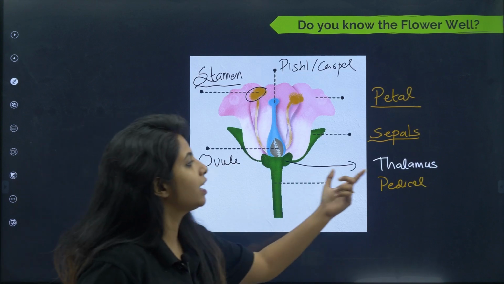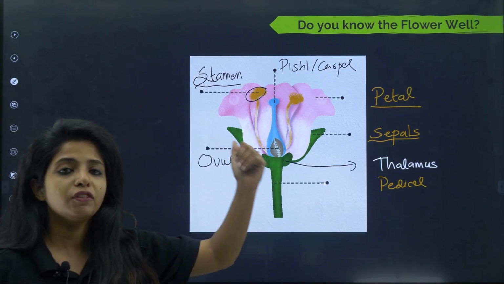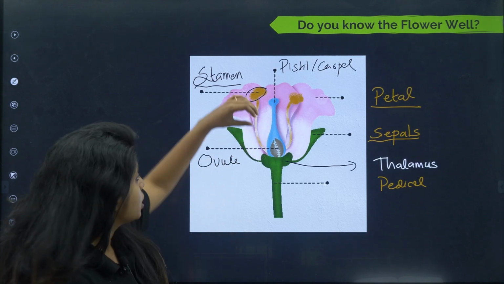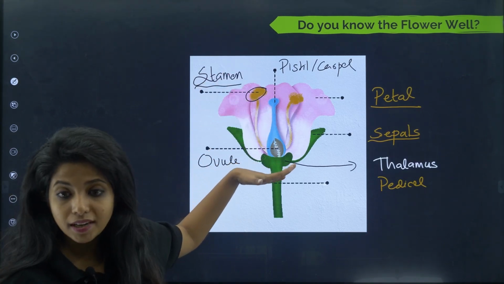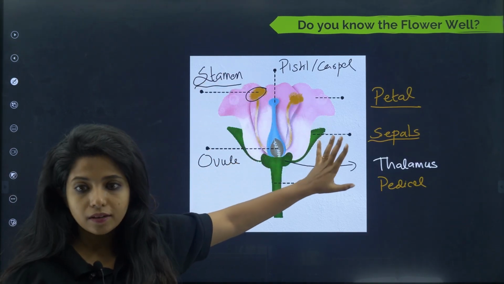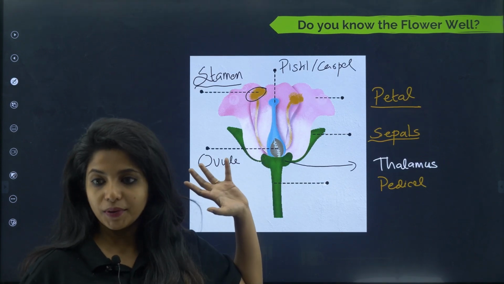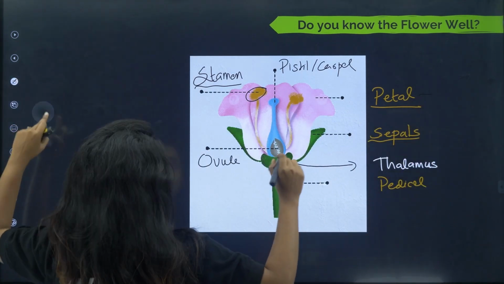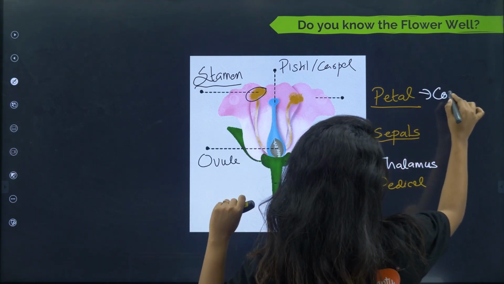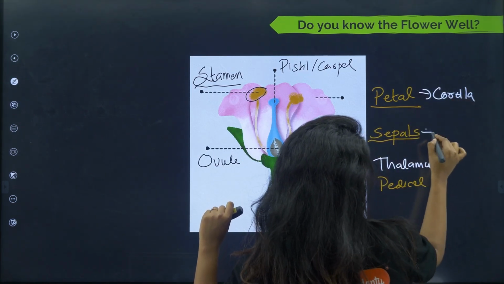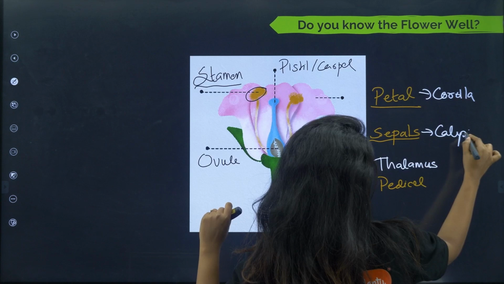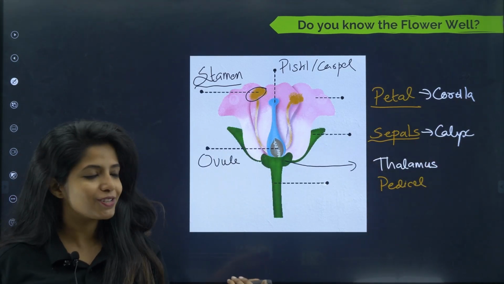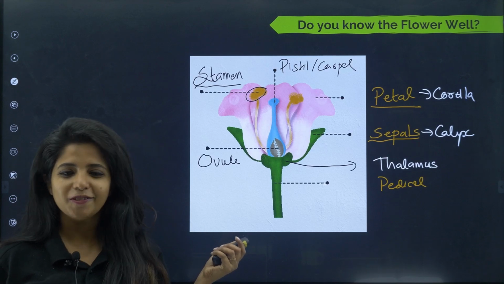Now why did I say that thalamus is important? Because when you study the female reproductive system, you will understand that there are certain plants in which the pistil is not attached to the thalamus, but is attached to the petals, and that is a whole different condition. Now petals, when they come together, what do you call this, children? A group of petals is called corolla. A group of sepals is called calyx. So this is little information that you should definitely know if you are going to start off with sexual reproduction in flowering plants.